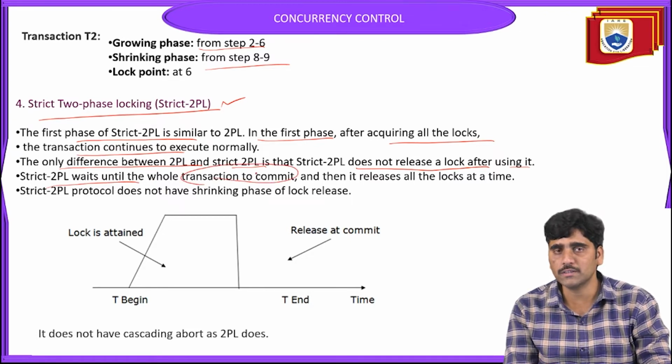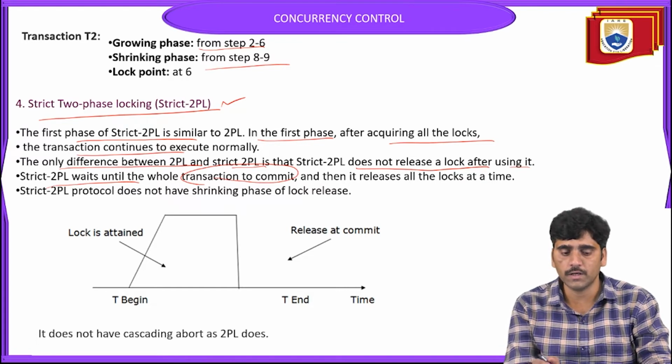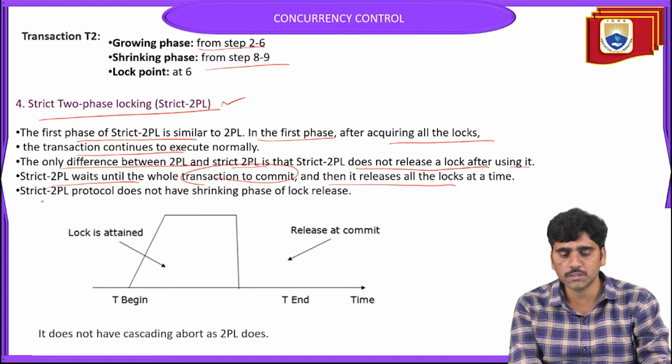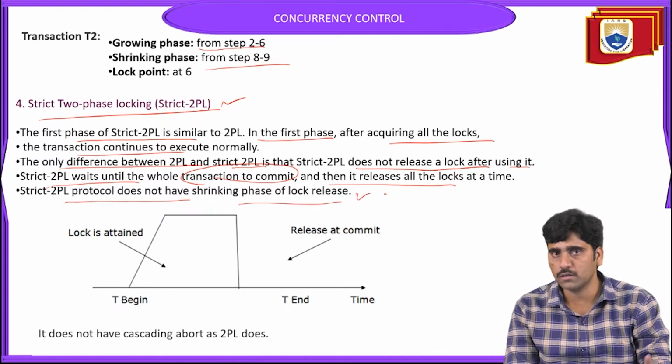So the main difference is what? The two-phase locking protocol can release locks without committing the transaction. But in the strict two-phase locking protocol, the transaction has to be committed. Only after that does the transaction release the locks, and it releases all the locks at the same time. So strict 2PL does not have a shrinking phase of lock release.